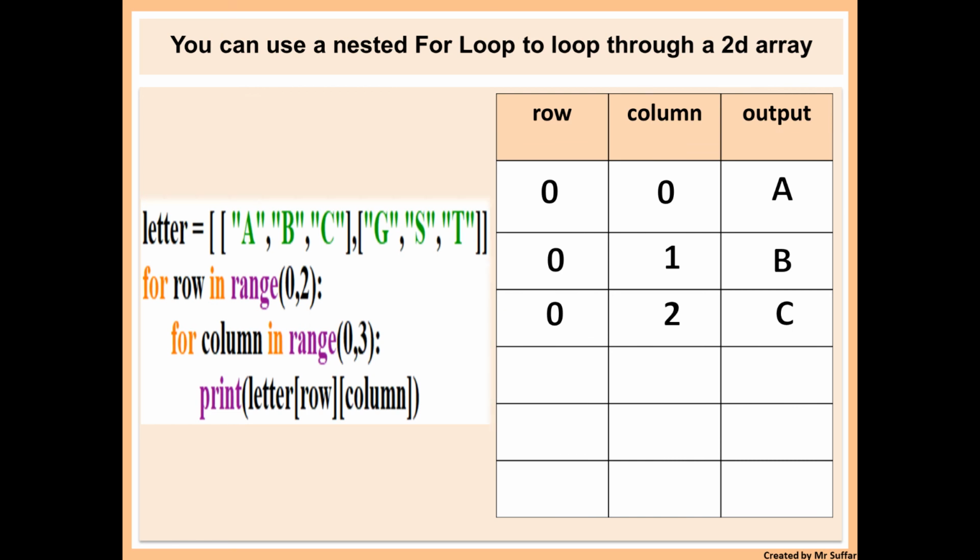Now the inside for loop is finished. Because it's finished, now the row will increase. The row will go up to 1. When it's 1, again, columns will start from 0 again. 1, 0 represents G. And then 1, 1 will represent S. 1, 2 will represent T.